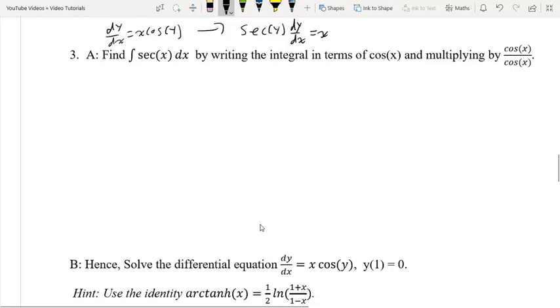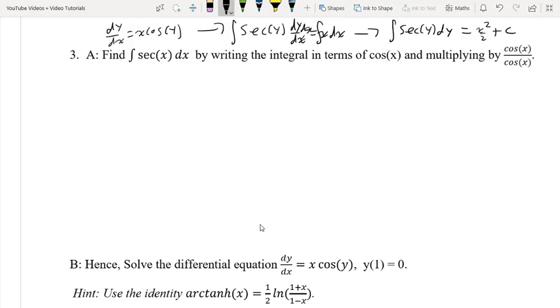And of course, if you integrate both sides with respect to x, we're going to end up with the integral of secant y dy equals x squared over 2 plus c. So in order to find this differential equation, we have to be able to find the integral of secant y. So let's just consider in general that we're trying to find the integral of secant x dx, and it gives us a hint here by writing the integral in terms of cos x and multiplying by cos x over cos x. So let's do that.